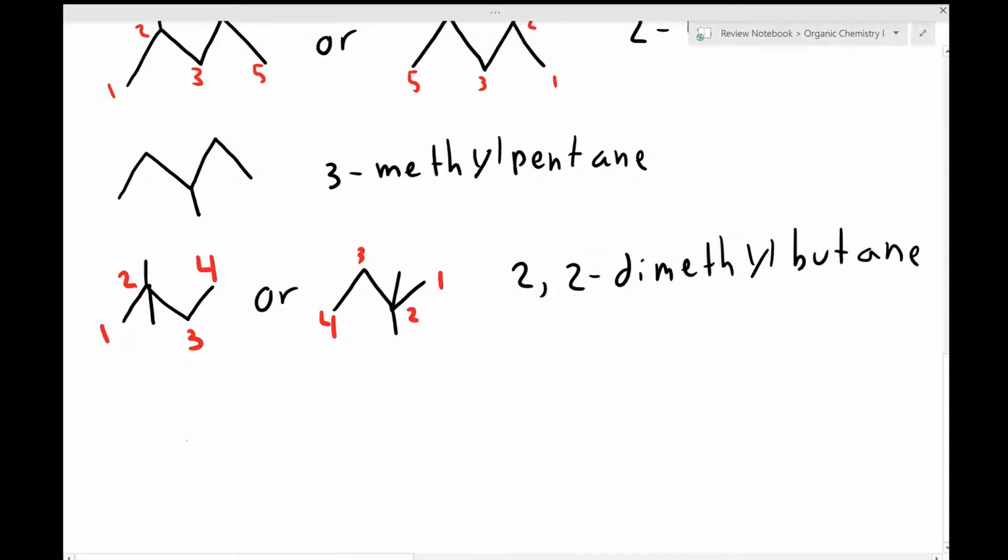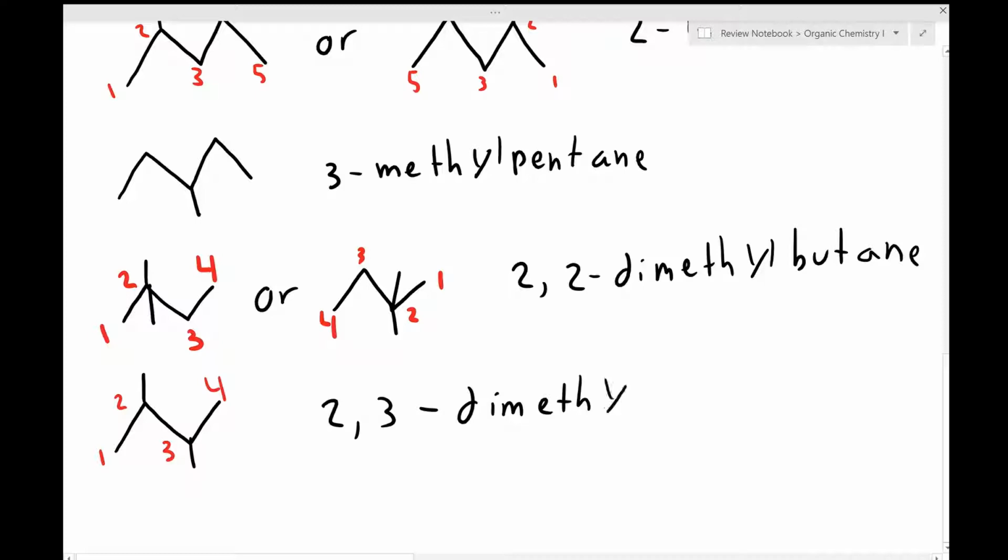And then the last way we can do this, there's only one way, so that's good. It would be 2,3. Either way that you number this one, 1, 2, 3, 4, would be the same thing. So this is 2,3, 2 methyl groups, so dimethylbutane.